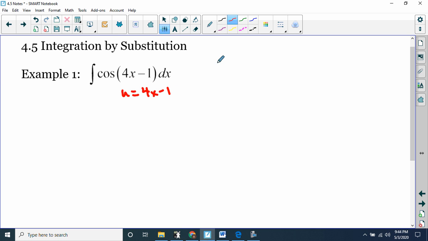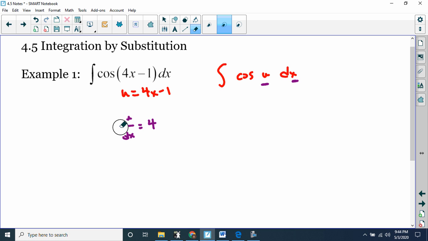The problem is right now it says the integral of cosine u, but the dx doesn't change. So my variables don't match up. This is a u and this is an x. So we need to change this to a du, and the way we do that is we take the derivative. So du dx equals 4. Then we multiply the dx over, and we'll do that every single time. So du equals 4 dx.